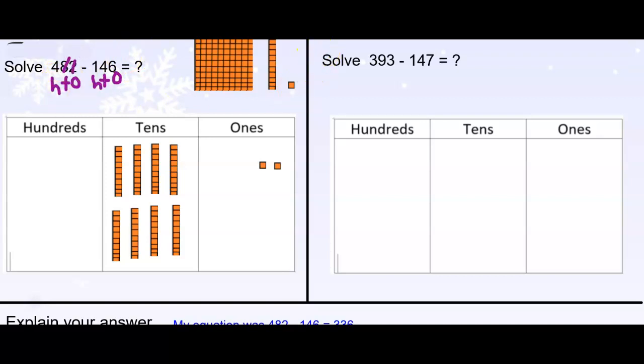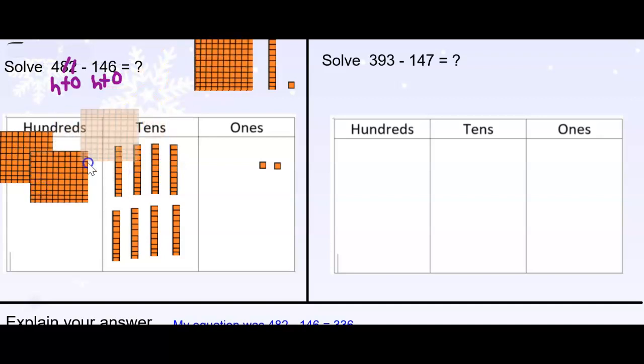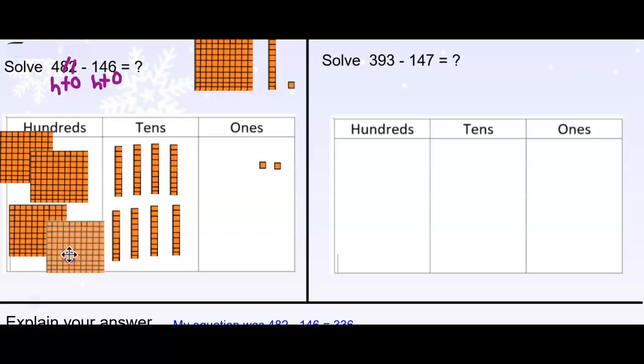Now it's time to pull down our hundreds place number. We have 4 hundreds. Help me count. 1, 2, 3, 4. Okay, boys and girls, let's cross out that 4 so we don't get confused and build that number again.